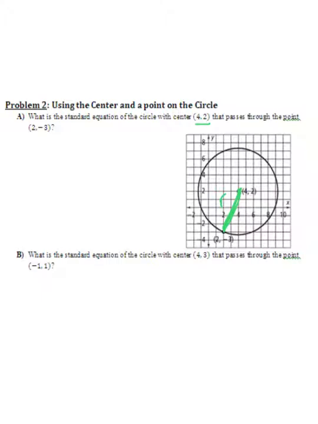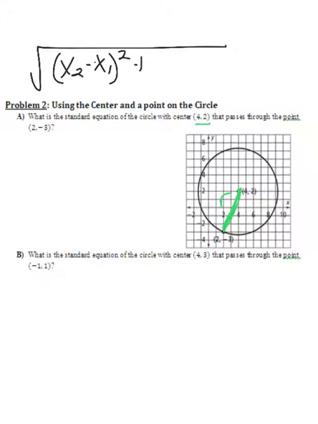Now we're going to have to use that distance formula. So if you remember the distance formula, it's the square root of (x2 minus x1) squared plus (y2 minus y1) squared. It doesn't matter which point is x1 and y1, which one is x2 and y2, so we just have to pick one.